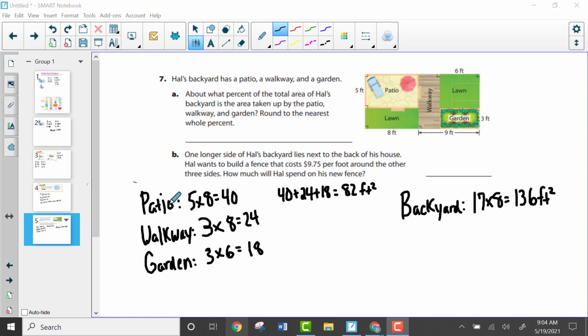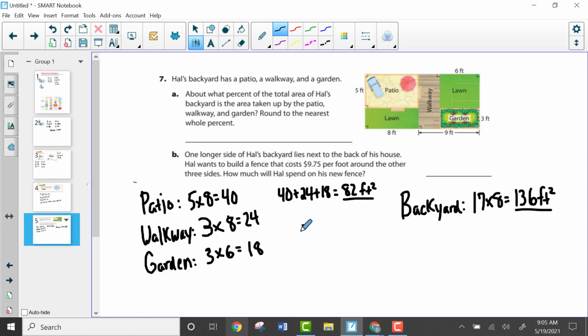Okay, now you can see my answers. The patio, walkway, and garden had a total of 82 square feet. Backyard, 136 square feet. Now, that's not what they're asking. They're asking what percent of the total area of Hal's backyard is the area taken up by the patio, walkway, and garden. So we can set this up as a proportion.